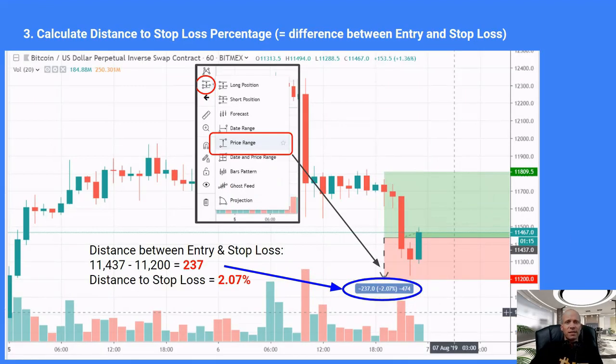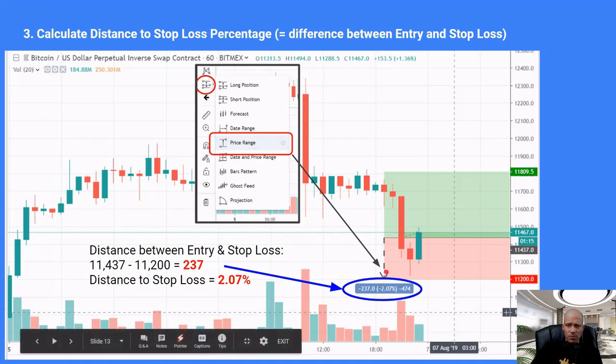Third step is to calculate the distance to stop loss percentage, and this is the difference between entry and stop loss. On TradingView, you can use the price range tool, which you can find in the left menu, and choose here price range. You can find the price range between your entry price and the stop loss, and it will give you the distance to stop loss over here. And in this case, the difference is 237, which gives us a distance to stop loss percentage of 2.07%.